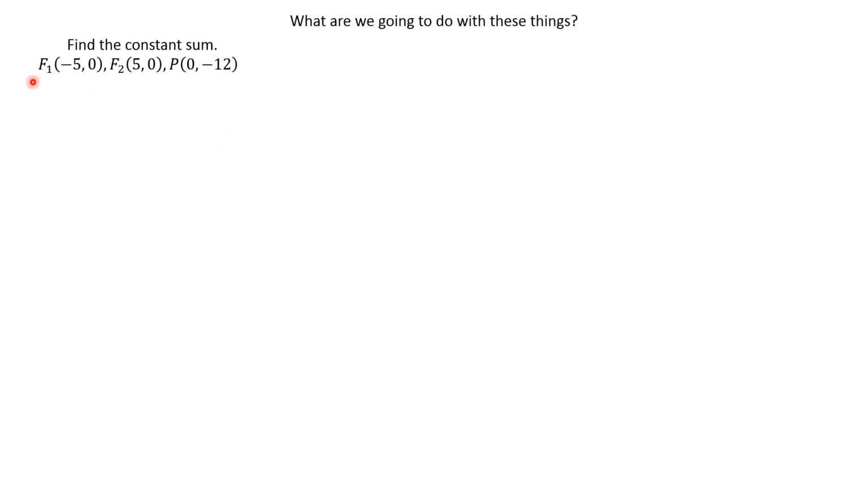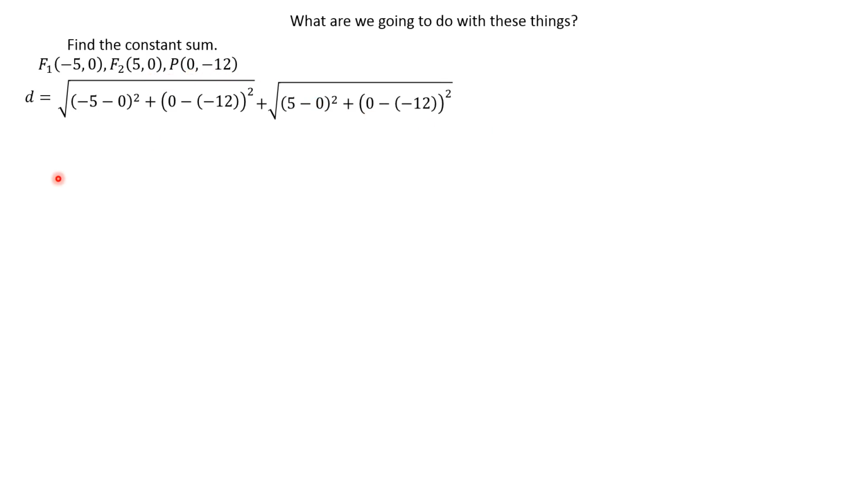The F1, F2, that's just focus 1, focus 2, because you can't call them both F because they're 2 different points, so we just name them differently. And then P is the point on the ellipse. So we're going to have the distance from F1 to P. Using the distance formula, we have a big square root with negative 5 minus 0 squared plus 0 minus negative 12 squared. That's the distance from F1 to P. Then we're going to add the distance from F2 to P: 5 minus 0 squared, 0 minus negative 12 squared, all under a big square root.